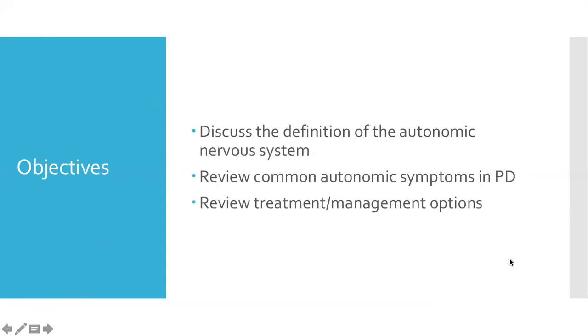I'm going to talk about the definition of autonomic nervous system. I will review some of the common autonomic symptoms in Parkinson's, and then review treatment and management options at the end. You're welcome to ask questions as I go along, but just know that I'll get to some of the treatment management questions at the end of the talk. I expect this to be about 20 minutes of talking for me, and then 20 to 30 minutes, and then we'll open it up to discussion and questions after that.